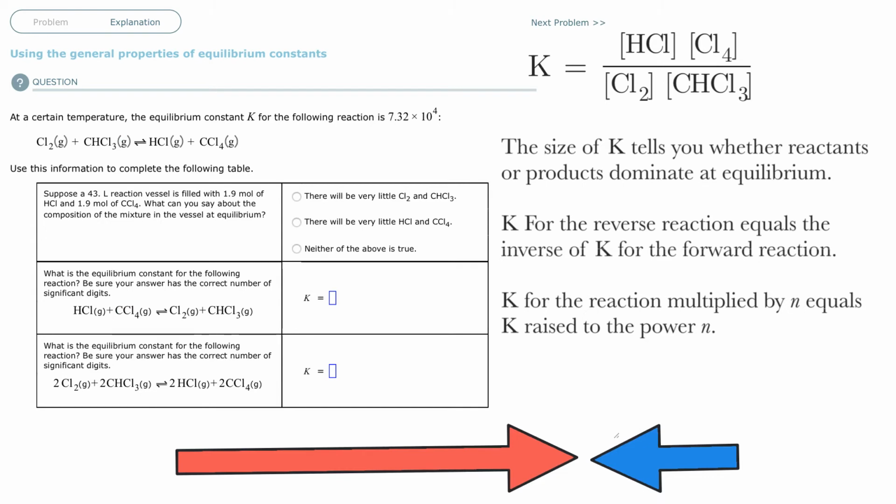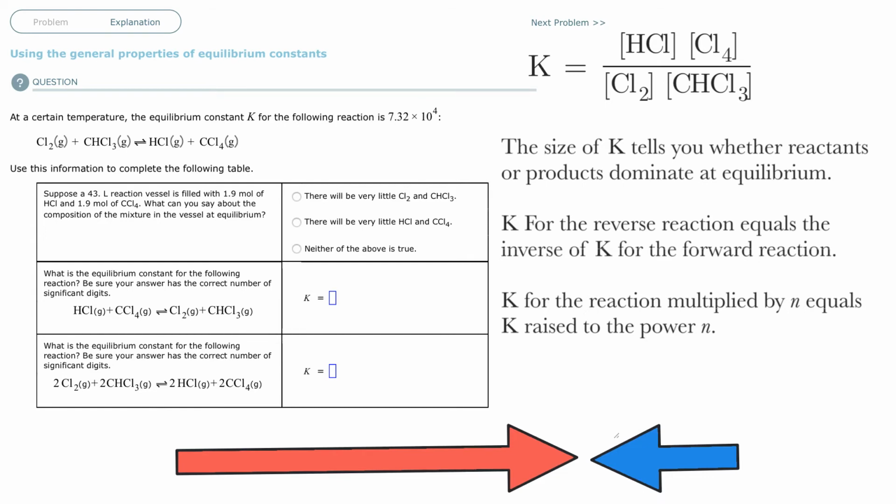Basically it's exactly this reaction backwards. All you're going to do is take your K and invert it. You're going to have a 1 over X button on your calculator. 1 over X is an inversion button. So you simply flip it upside down, and that's your K for the backwards.